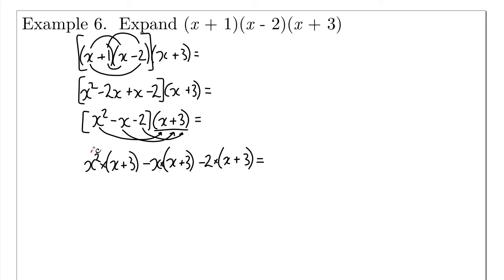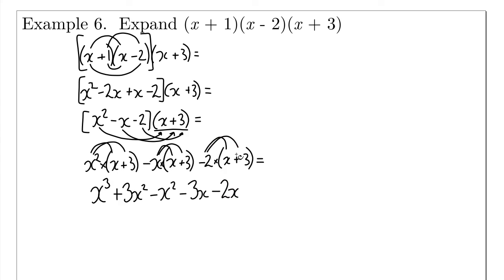x squared multiplied by x, that's x cubed. x squared multiplied by 3, that's 3x squared. Minus x multiplied by x is minus x squared. Minus x multiplied by 3 is minus 3x. Minus 2 multiplied by x is minus 2x, and minus 2 multiplied by 3 is minus 6. Now we need to collect like terms.